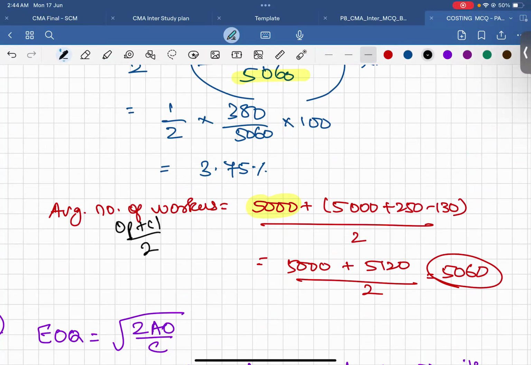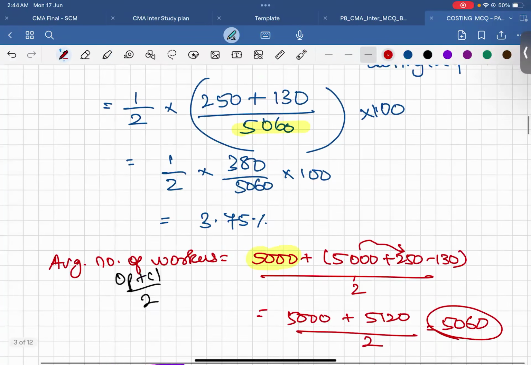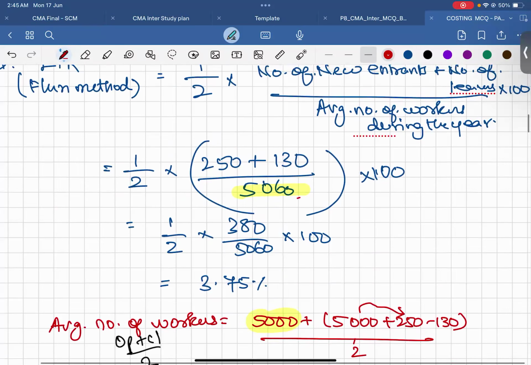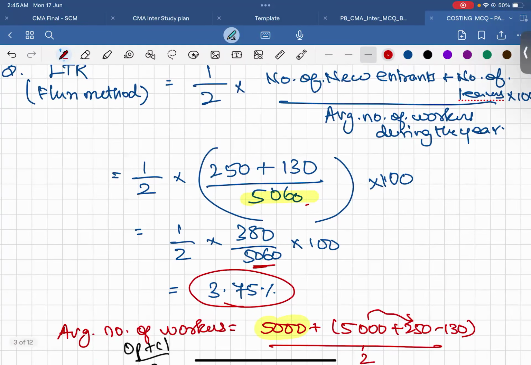Opening was 5,000. During the year, 250 persons have entered minus 130 persons have left. So at the end, it has become 5120. If I add and take an average, it will become 5060. 250 plus 130 is equal to 380. 380 by 5060 into 100 into half of it, you will get the answer 3.75.